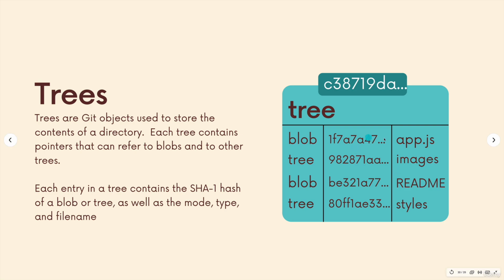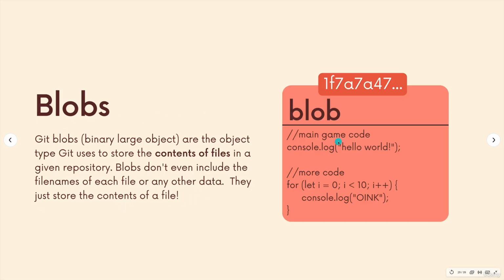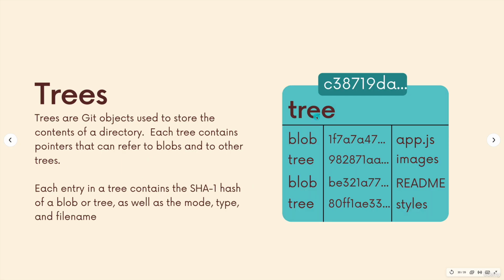Each entry in a tree, you can visualize it like this, contains the type. Is it a blob or a tree? Those are the two things that a tree can reference. And then for each entry, we've got the hash. This is not the commit hash. This is a blob hash in this case. We saw a blob like this one, 1F7. It's the contents of some file. Well, here's a tree, and it references that contents, that blob, 1F7, and it gives it a name, app.js.